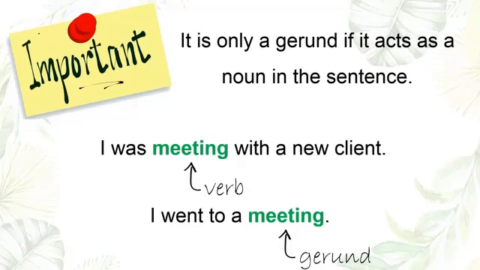In the second one, it is a gerund because it is taking the place of, or functioning as, a noun. I went to a meeting. Think of it like this: I went to a playground. We know that playground would be a common noun, and meeting in the same sense is a noun. So please be very careful. Just because a word ends in -ing does not mean that it is a gerund. It is only a gerund if it is functioning as a noun in the sentence.